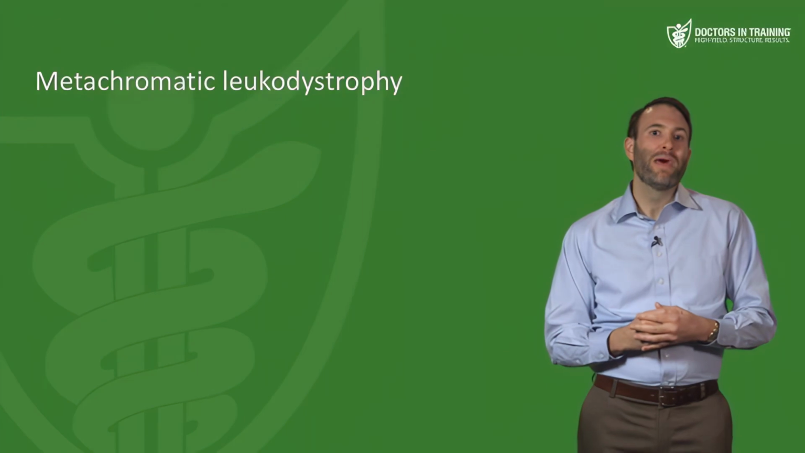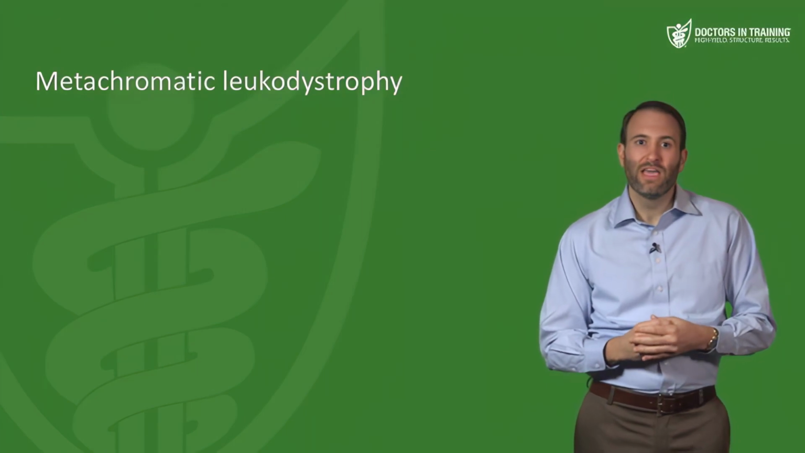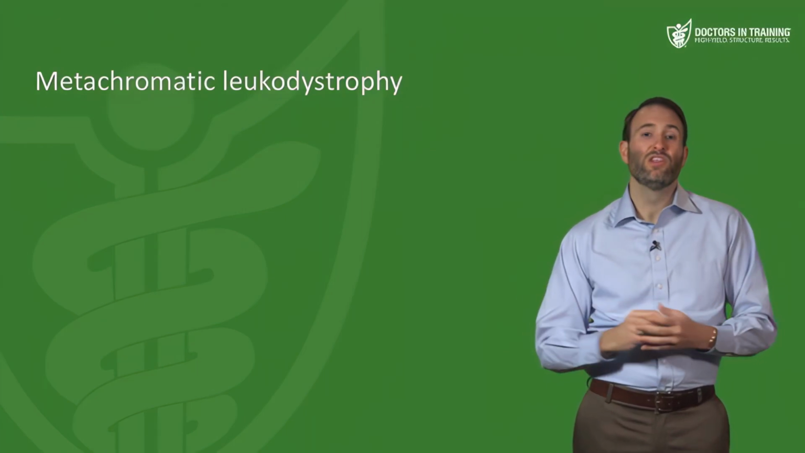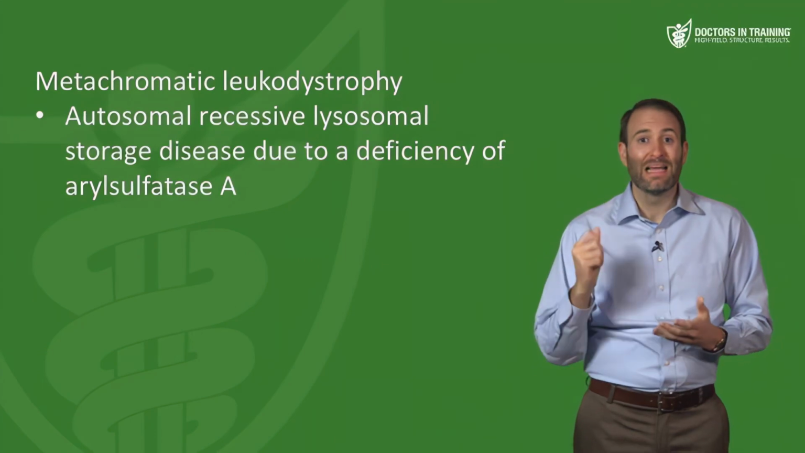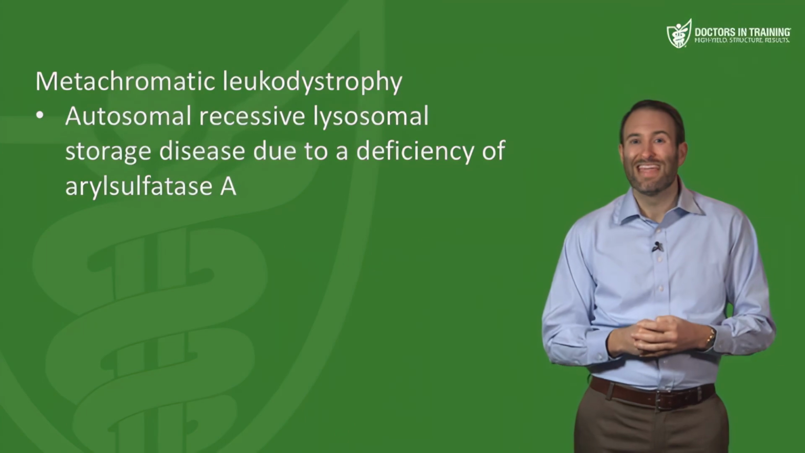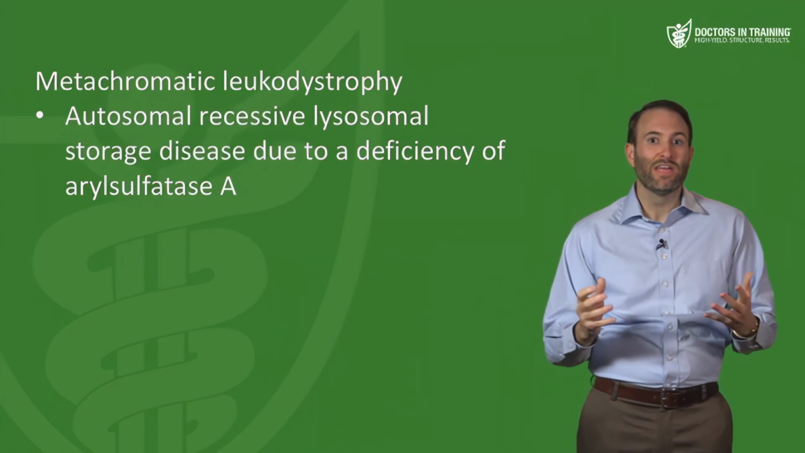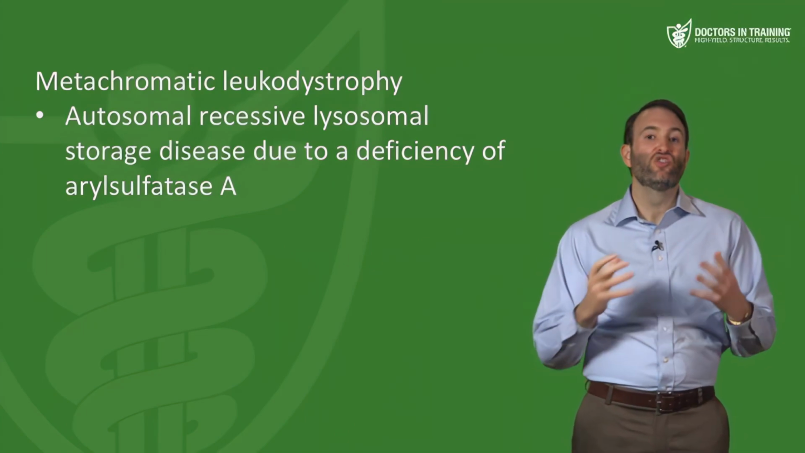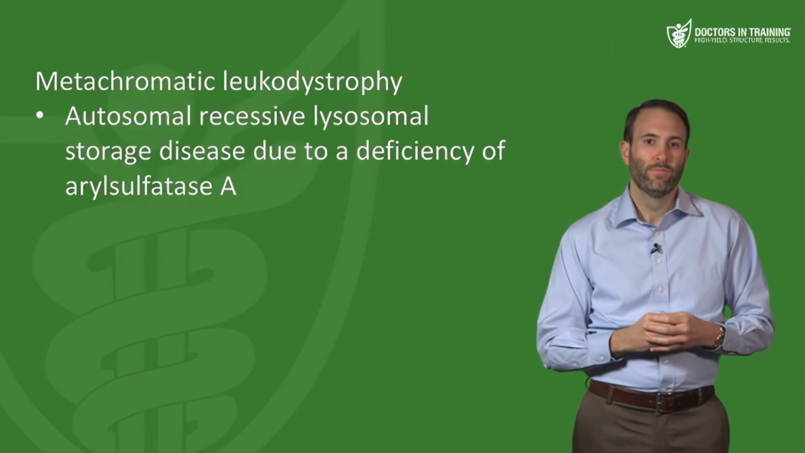The next one is called metachromatic leukodystrophy. Again, dystrophic white matter. So this is an autosomal recessive lysosomal storage disease, and this is due to a deficiency of aryl sulfatase A. And then because of that, there's a sulfatide buildup and then destruction of the myelin.